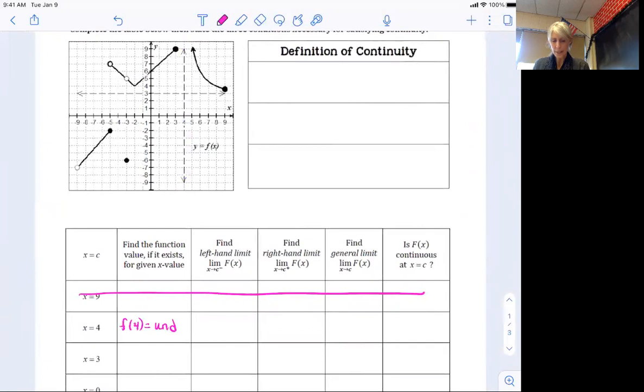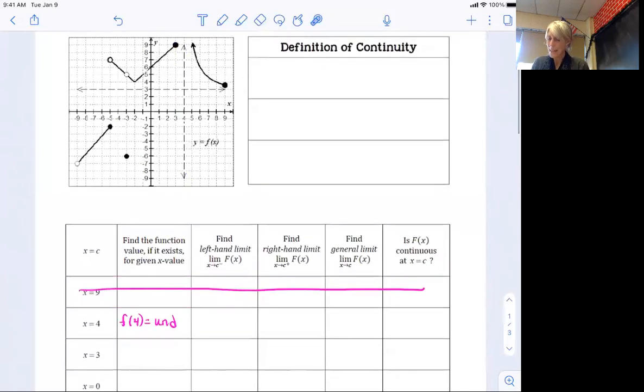Find the left-hand limit. So I want to do the limit as x approaches 4 from the left. So I'm going to go to 4 from the left. And there is no answer, because if you notice, my graph ends at 3, then I'm skipping a little section here. That's a little tricky, but the limit does not exist because there's no graph there.